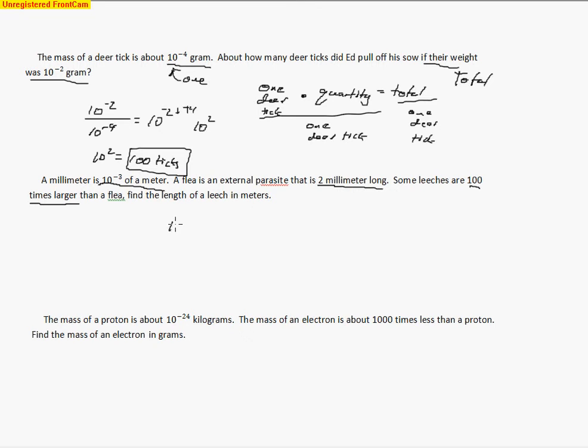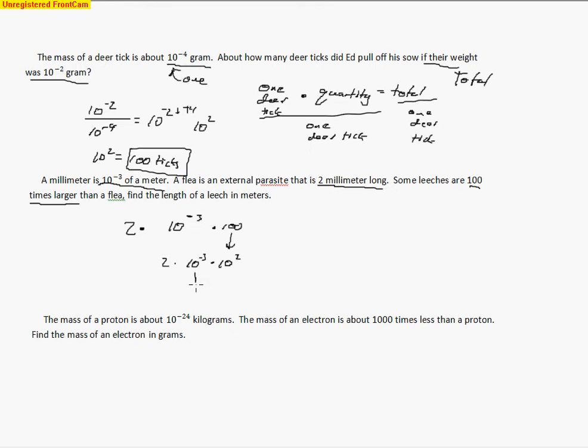Alright, so we'll start with the leech in millimeters, which is 2 millimeters long, and we're going to multiply that by the formula to change a millimeter to a meter. If I multiply the length in millimeters by 10 to the negative 3rd, that gives me the length in meters. It says the leech is 100 times larger, so I need to multiply by 100. We can't combine when the bases are different, but I can take this 100 and change it to 10 to the 2nd, and multiply it by 10 to the negative 3rd and then by the 2.